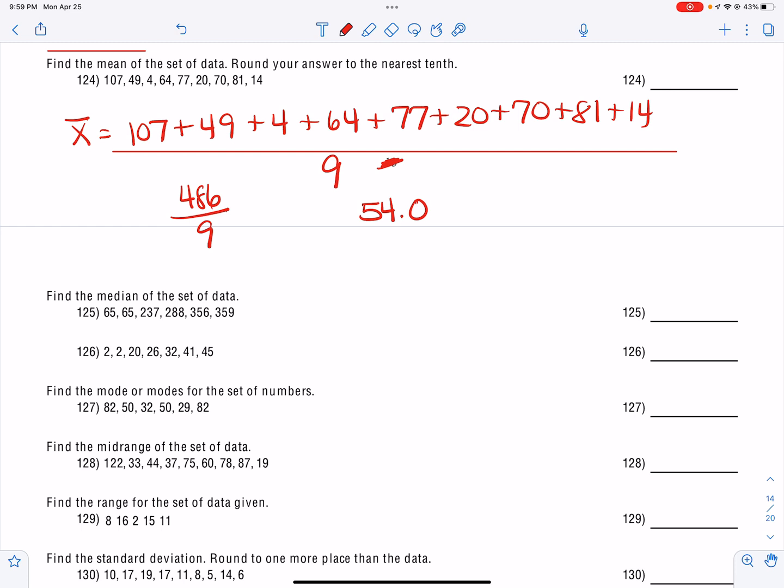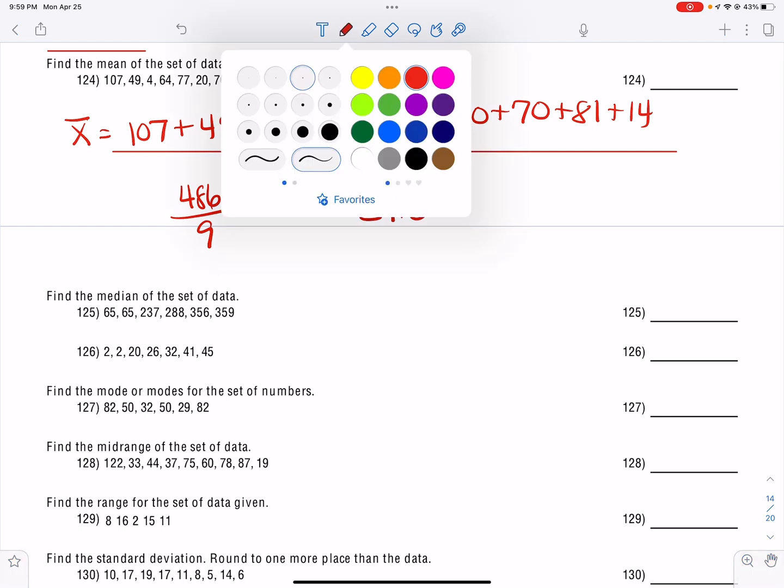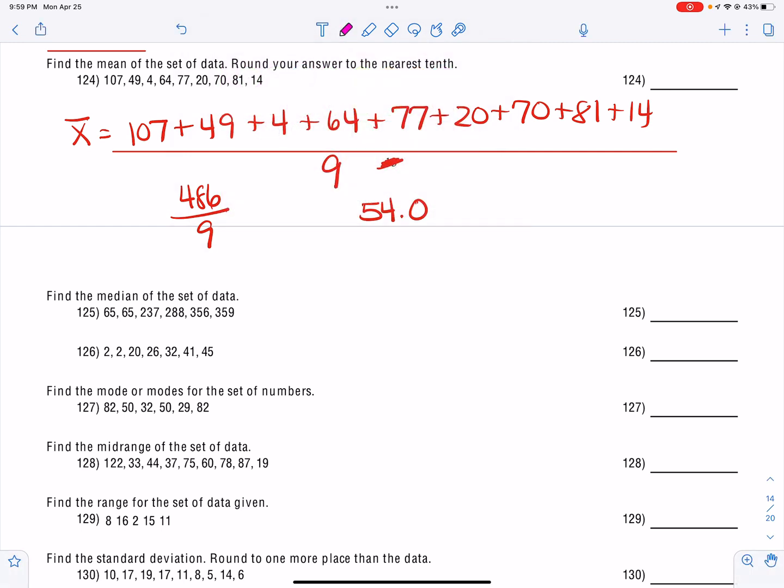Now with the median, remember that your data has to be in order. And so this data is already listed in order, which is nice. So I'm going to do this method. I'm going to cross off a high and a low, cross off a high and a low, and I've got 2 points left in the middle. So I am going to have to take 237 plus 288, hit my equal button, and then divide it by 2, because I'm going to take the average of the middle 2 points.